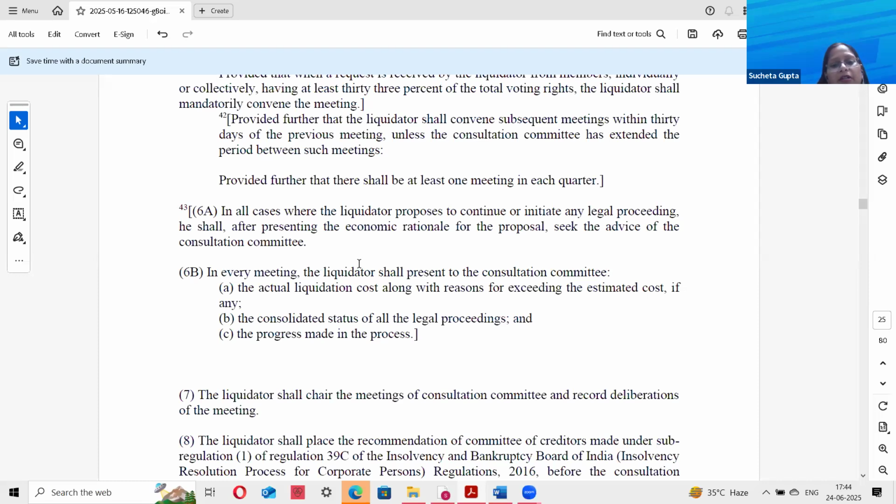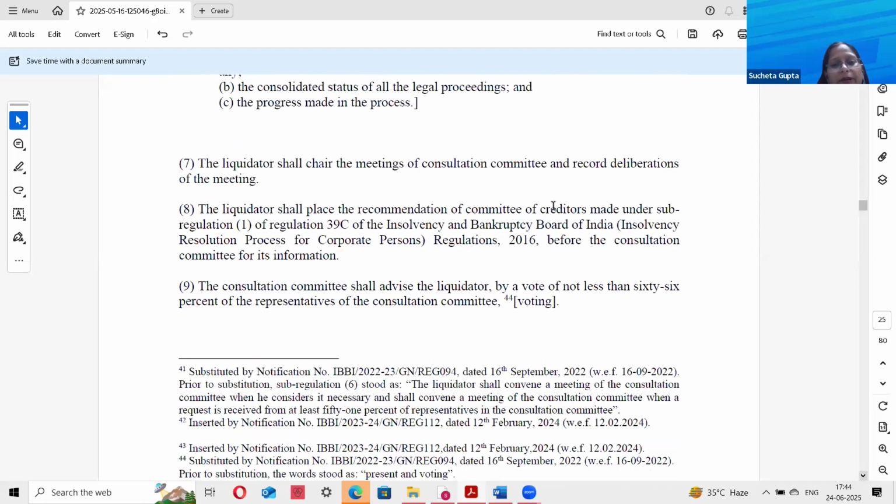In every meeting, the liquidator shall present to the consultation committee the actual liquidation cost along with the reason for exceeding the estimated cost, if any, the consolidated status of legal proceeding and progress made in the process. The liquidator shall chair the meeting of consultation committee and record the deliberations of the meeting. The liquidator shall place the recommendation of the committee of creditors made under sub-regulation 1 of this regulation before the consultation committee for its information.